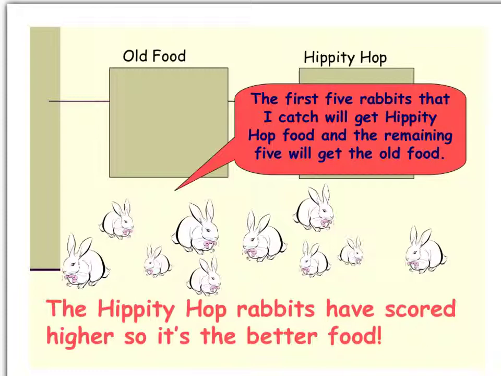And so what rabbits do you think are going to be caught first? Well, of course, the bigger, slower rabbits will be caught first, and so they'll get the hippity hop food, and in the end they'll be bigger, as they were in the beginning. And it appears that the hippity hop rabbits have scored higher, so it's a better food because these rabbits are going to be bigger. However, is that a good experiment? And the answer is no, because all the rabbits we caught were the larger ones, and so the experimental units, which are the rabbits, were not assigned well to our experiment. And so this would not be a good experiment either.